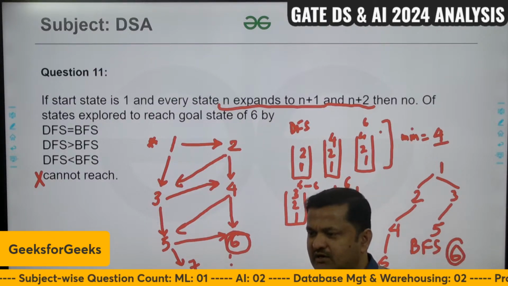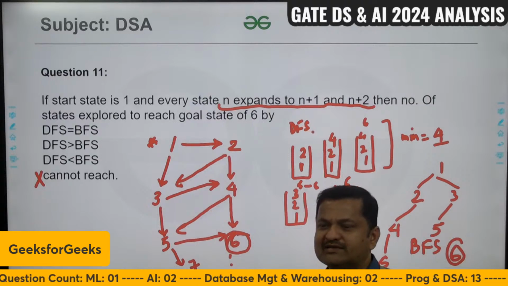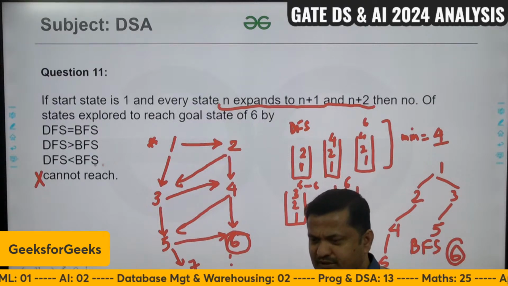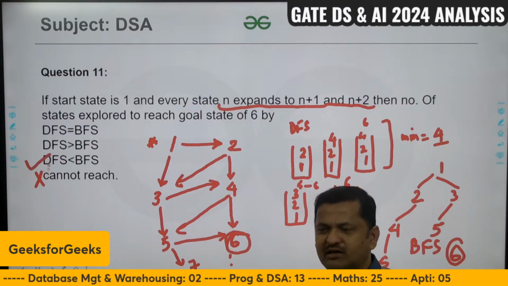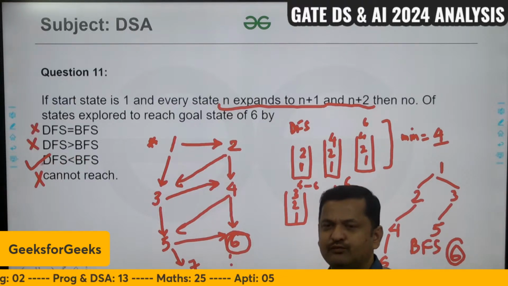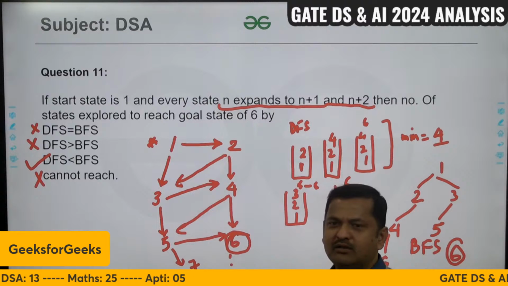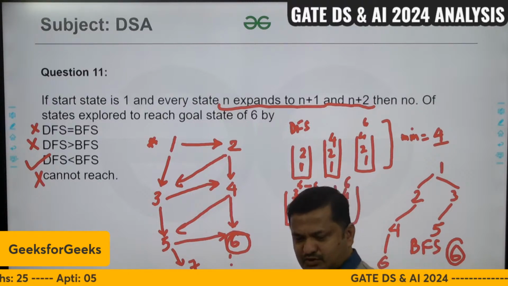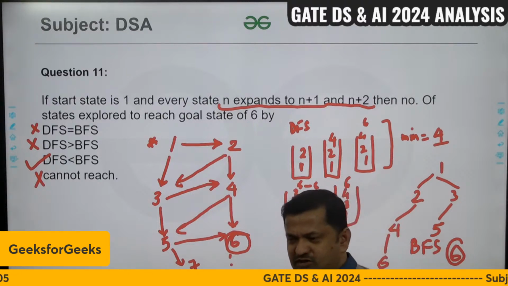That means DFS is definitely going to be lesser than the BFS. So the third option is going to be the correct one. DFS is lesser than BFS. The first, second and the fourth options are wrong in this particular scenario.